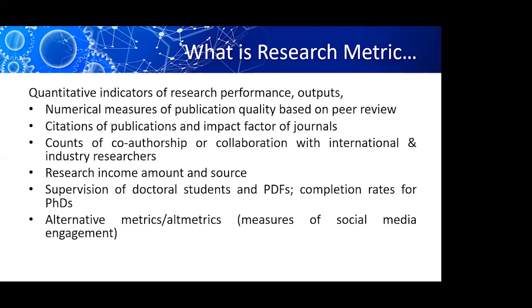Here I'm discussing the quantitative indicators of research performance, meaning the outputs. The citations of the publications and impact factor of the journals are important indicators, along with counts of co-authorship or collaboration with international and industry researchers, collaborative publications, number of publications, research income amount and source, the supervision of doctoral students, PhD students and postdoctoral fellows, the completion rates for PhDs, the number of awarded PhDs, and alternative metrics, altmetrics, the new indicators for measuring research. These are important indicators in measuring our research. So now we have discussed what research metric is and understood the different indicators we can assess and analyze.